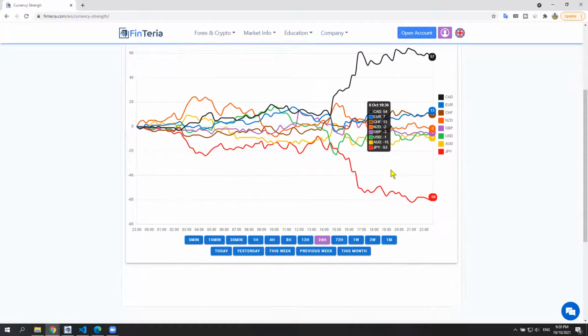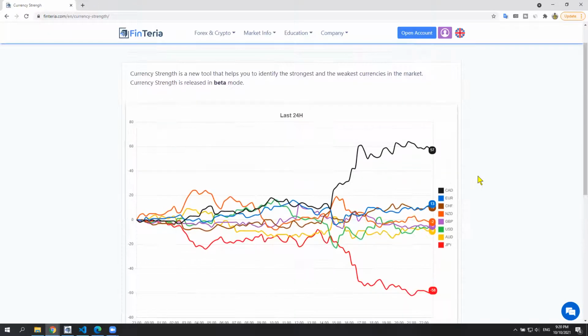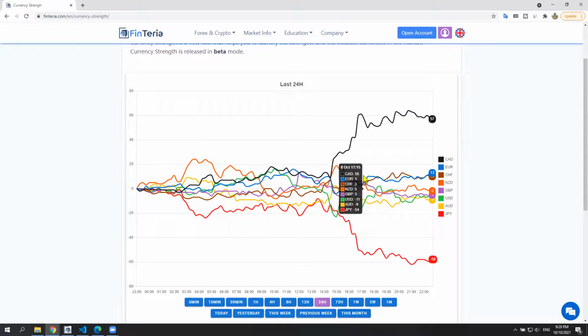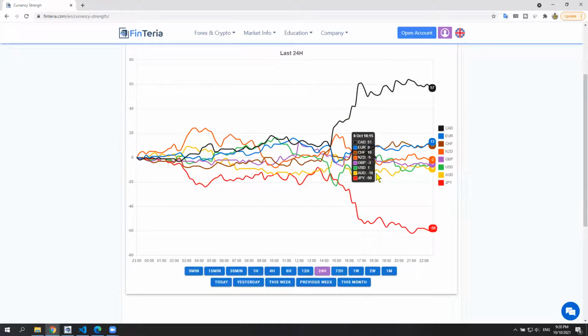So here's how the tool looks like. You will see 8 charts on the same screen, and they are compared in relation to the beginning price, the base price of the period. So we provide different time frames starting from 5 minutes and up to 1 month. And you can also choose particular time frames like today, yesterday, this week, previous week, this month.